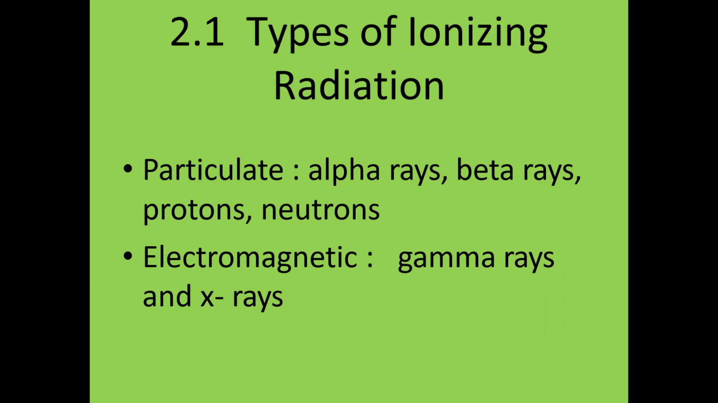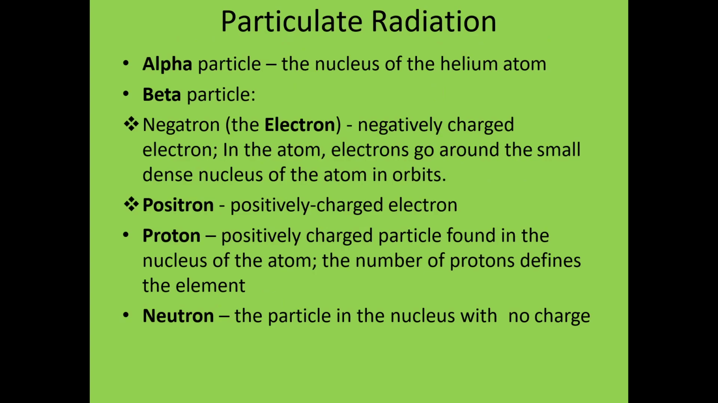So, types of ionizing radiation. As I said earlier, electromagnetic waveform and particulate. So, alpha, beta, proton, neutrons, positron, electron. Then gamma rays and X-rays. Alpha particles are, like I mentioned, a helium atom. When an alpha particle is ejected from an atom, it is two protons and two neutrons, so it is a helium atom.